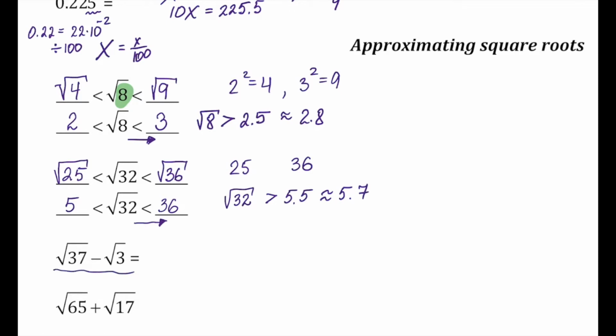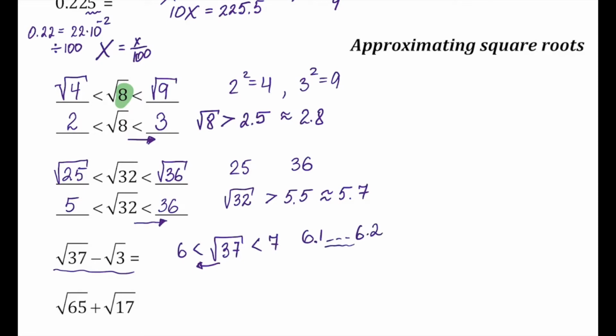Square root of 37 minus square root of 3. So think of where the square root of 37 falls. The square root of 37 is pretty close to 6 because square root of 36 is 6. It's slightly over, almost equal to 6. So let's approximate it's 6.1-ish or maybe 6.2-ish, somewhere over there.